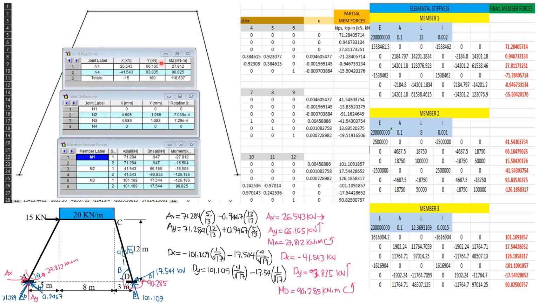So these answers are exactly the same with these results here for node 1, AX, AY, and the moment. Node 4, DX, DY, and the moment. And these are the member forces. These are the same. And the computed displacements, but in mm, these are in meters. If you multiply that in meters, it will give us the same results. So that's it for this video.